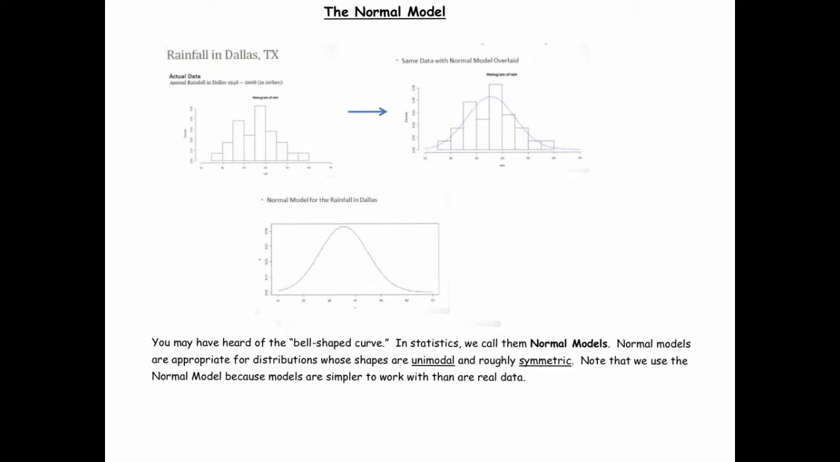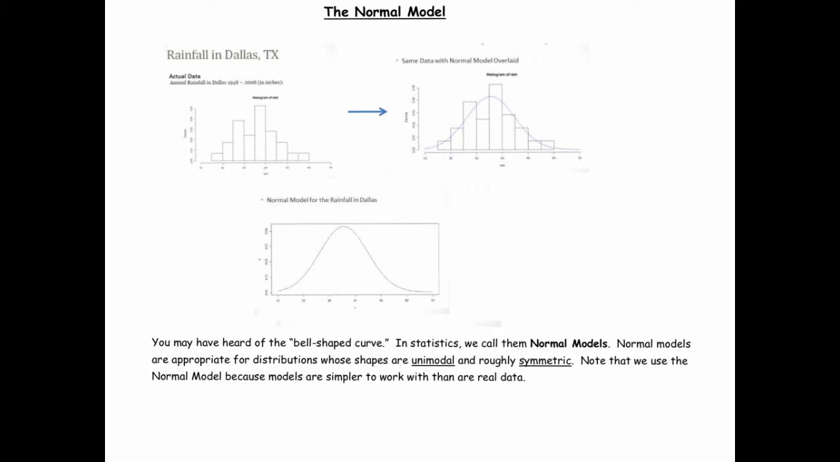So we're going to talk a lot about the normal model, or the normal distribution. And this is the bell-shaped curve, or one of the bell-shaped curves that you've heard so much about. They're used to model distributions or histograms that are unimodal, meaning one main peak, and roughly symmetric. Okay. Now the key thing to point out is that it's a model, and I find a lot of students kind of forget this. It's a model.